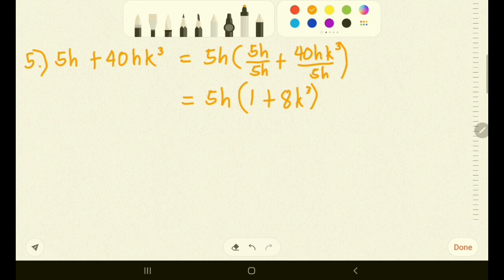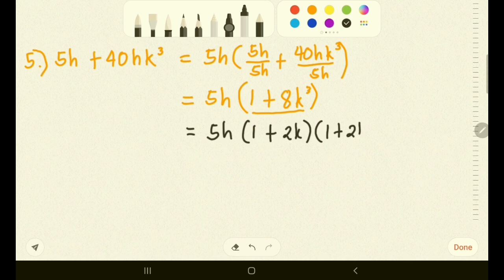Previously, we had already discussed the factors of 1 plus 8k cubed. The factors of 1 plus 8k cubed from our example number 4 are the sum of 1 and 2k, times 1 minus 2k plus 4k squared. Okay, that's all for the sum and difference of two cubes. Stay tuned for another lesson on factoring techniques. God bless.